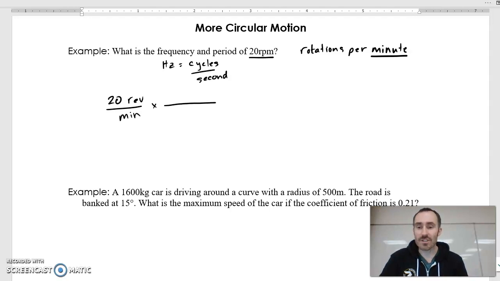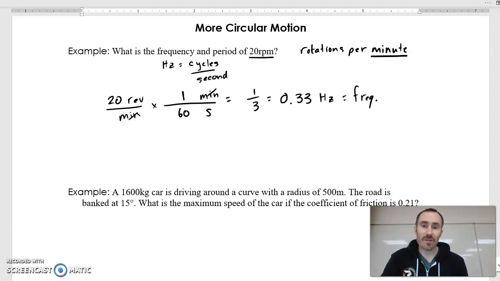Now you may be able to just mental math that, but let's do it using the good old-fashioned unit conversion method that we learned so long ago. 1 minute is 60 seconds. So we're doing 20 divided by 60, right? Because the minutes cancel each other out. And so we end up with revolutions per second. So 20 divided by 60 is 1/3, or 0.33 hertz, or cycles per second. So that would be the frequency.